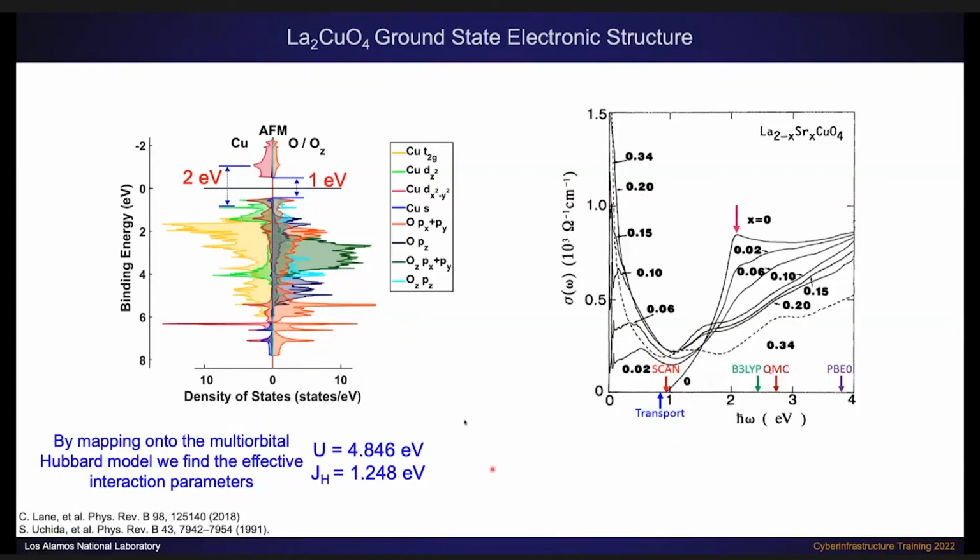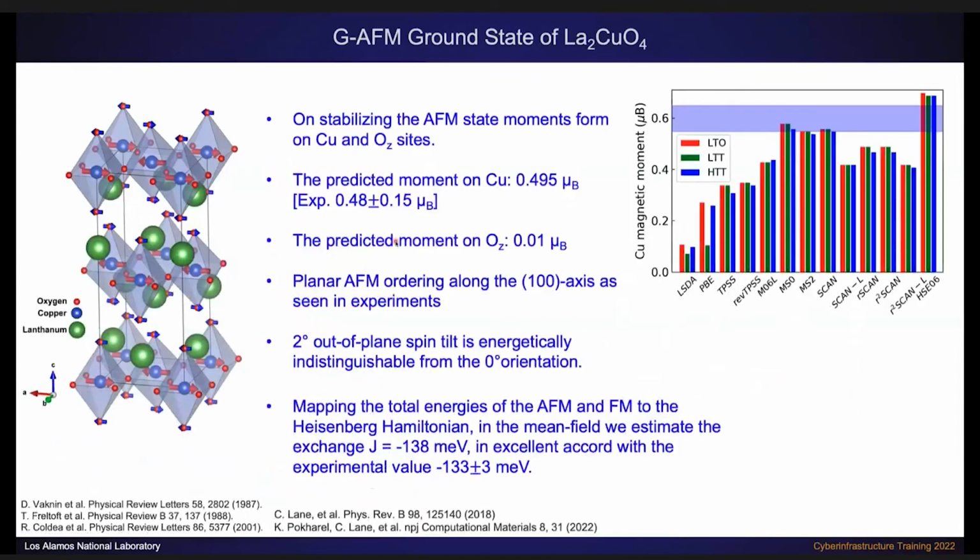If we then map this onto effective U and Hund's J parameters, like you've seen in the DMFT, we get about 4.8 and about 1.2 estimations for these, which is right on with the other calculations that have been performed in the literature. If we then look at the magnetic structure, just to save time, the upshot is that we do stabilize the magnetic ground state.